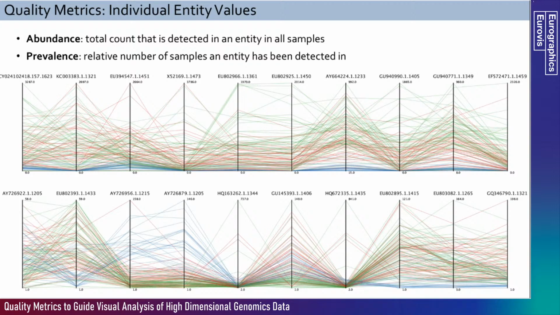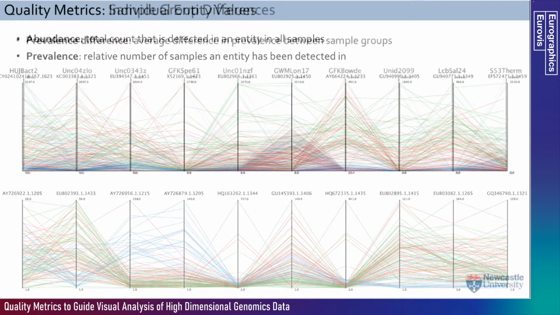So this can first of all help to identify the most common biological entities occurring in many samples and at high levels. But it's also interesting to combine these two different metrics to find outliers, which could be, for instance, entities that have a low prevalence, so they're only detected in a small number of samples, but they have a high abundance, so they're detected in high counts.